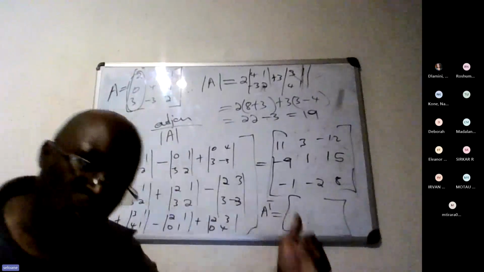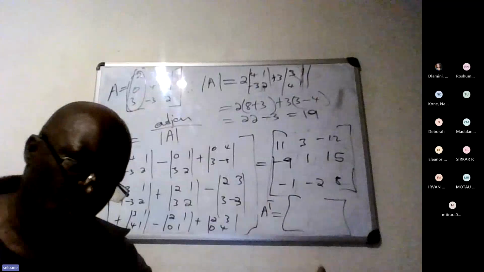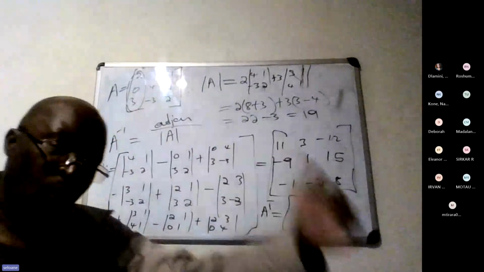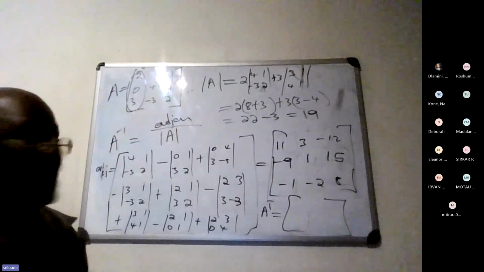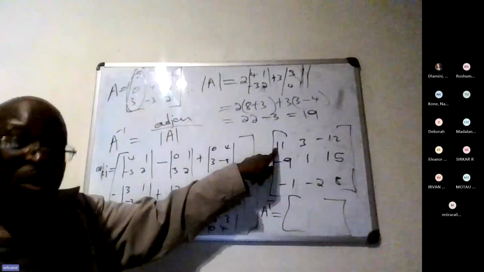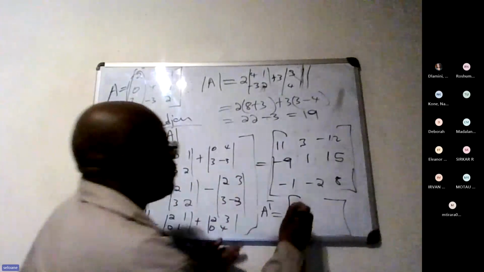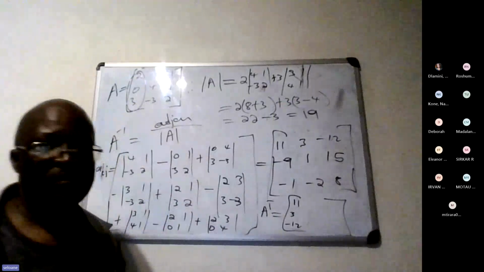What was the first row? It will now be the first column. What was the second row? It will now be the second column. What was the third row? It will now be the third column. I'm talking about the entries. The entries of the first row will now be the entries of the first column. Therefore, it will now be 11 here, 3 here, and minus 12.